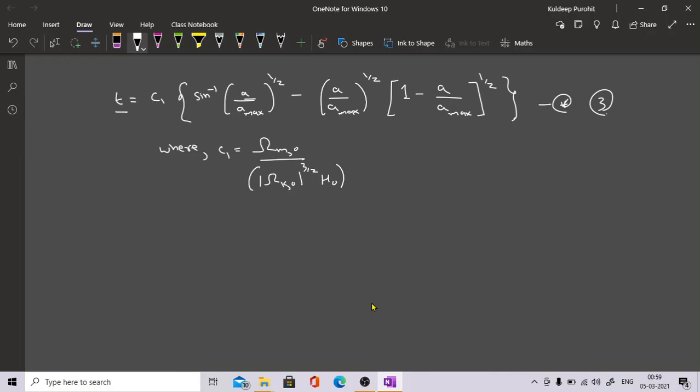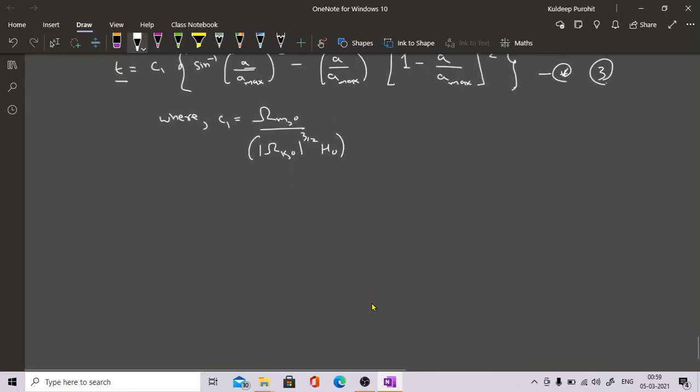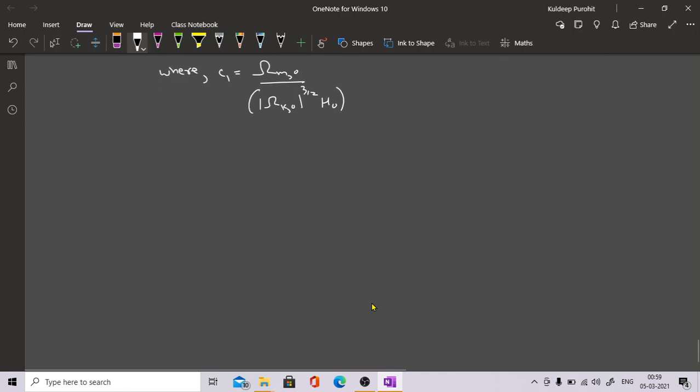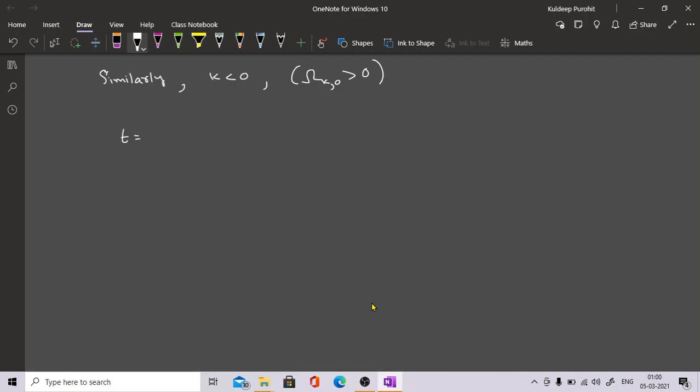So you can plot the variation of a with respect to time, and you can see how the scale factor is varying with respect to time. Similarly, you can do it for k less than 0. When there is negative curvature, at that point omega k0 will be greater than 0, and again you have to do the same things.